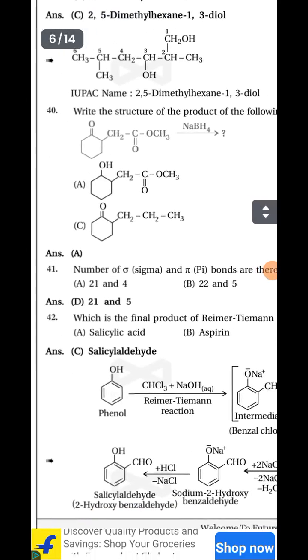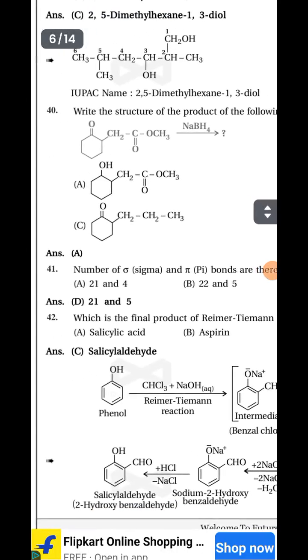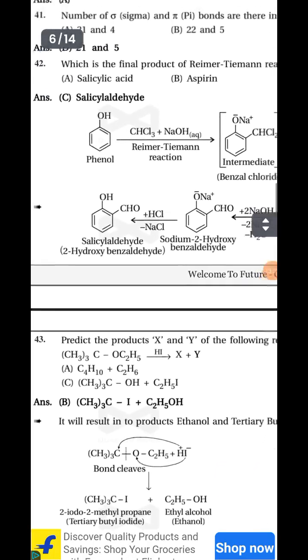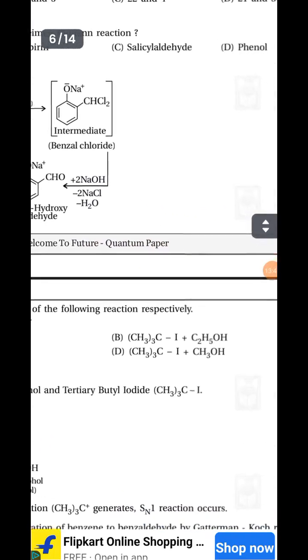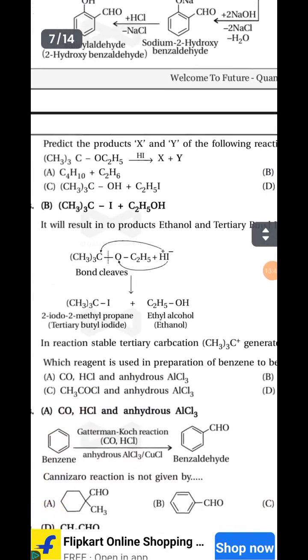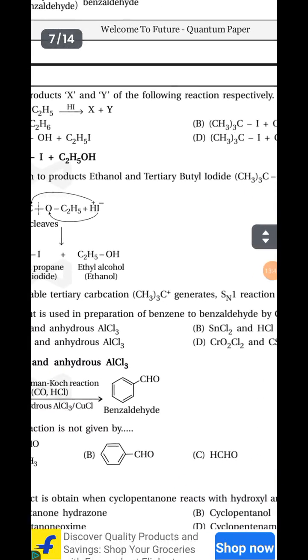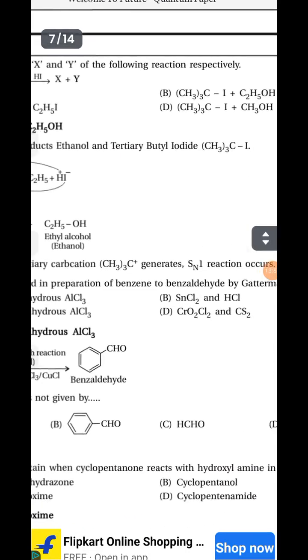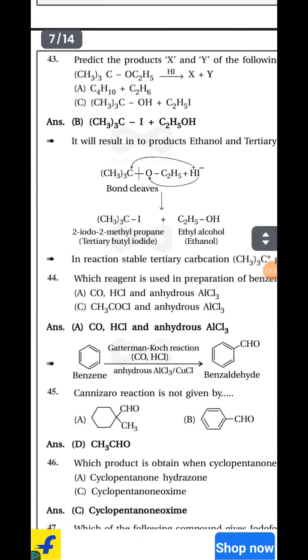So that would be salicylaldehyde, that would be the final product. Again, you can check it out. Predict the products X and Y of the following reactions respectively. Here, which reagent is used in the preparation of benzaldehyde from benzene by Gattermann-Koch reaction? Here, this is your carbon monoxide, HCl, and anhydrous AlCl3.